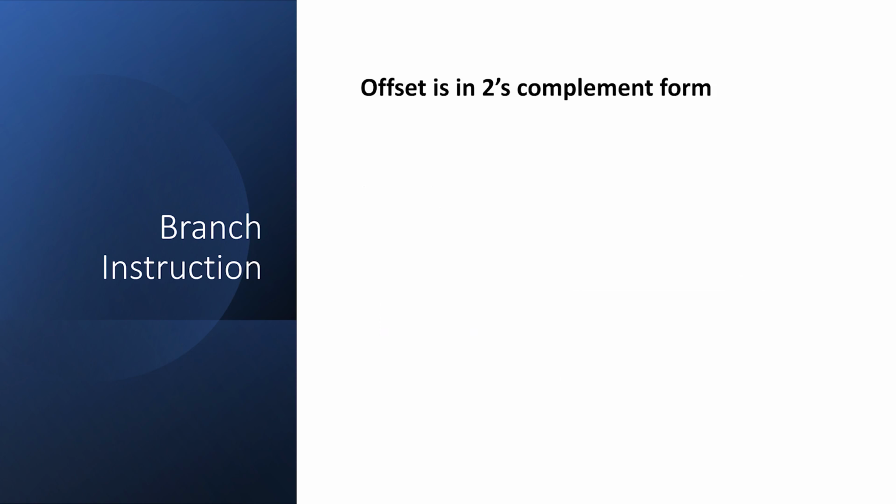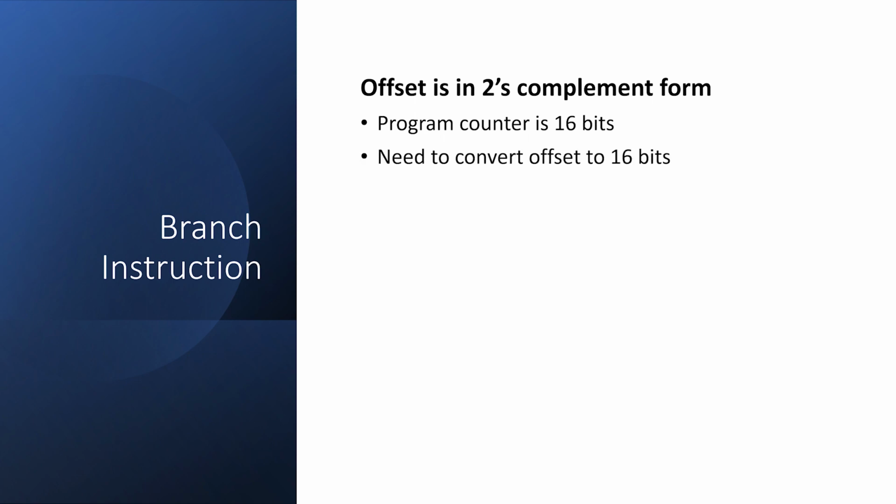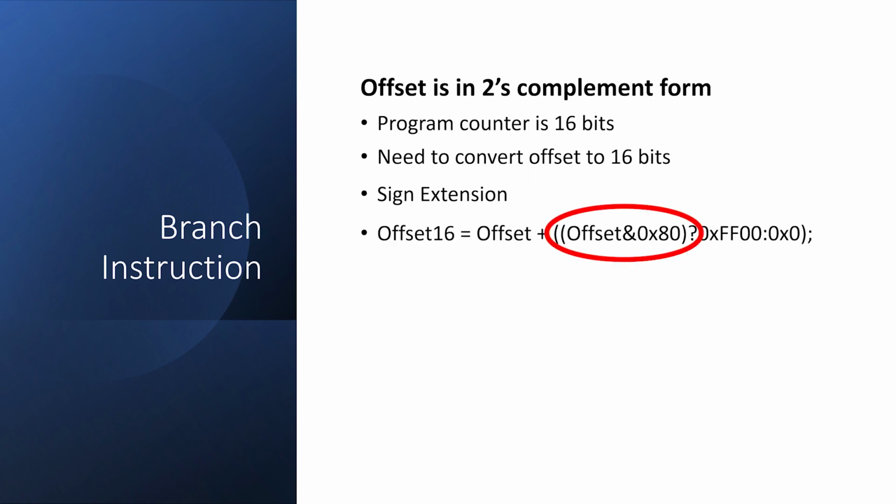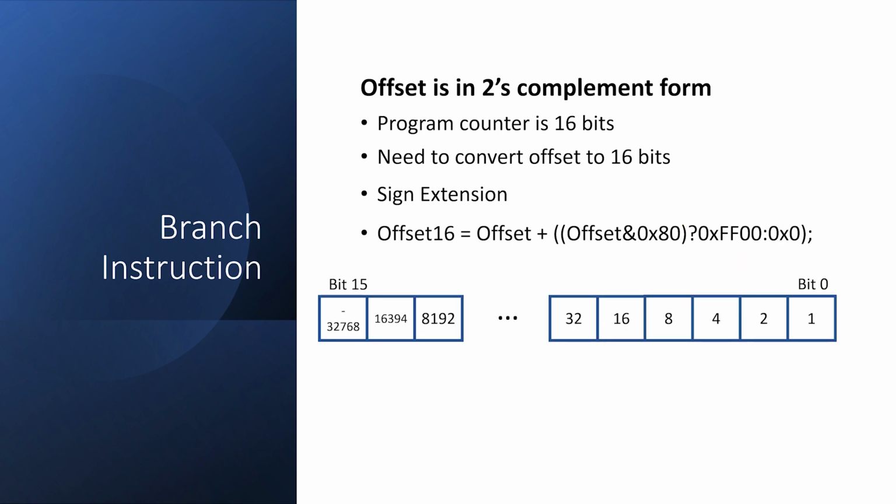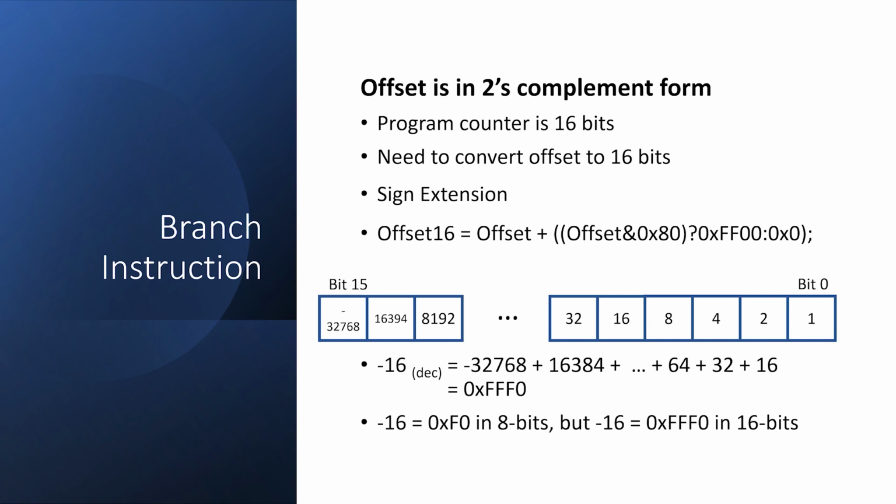One of the problems we have with the branch instruction is that the offset's 8 bits, but the program counter itself is 16 bits. This means we need to convert the offset from an 8-bit number to a 16-bit number. We do this through a process called sign extension. We take bit 7 of the original offset and copy it into all of the upper bits, that's bits 8 through 15. If bit 7 is clear, bits 8 through 15 are all set to 0. But if bit 7 is set, then bits 8 through 15 are set to FF in hexadecimal. Now, bit 15 becomes our negative number, which is minus 32768. In this case, when converting from 8 bits to 16 bits, minus 16, which is F0 in its 8-bit form, becomes FFF0 in the 16-bit form.